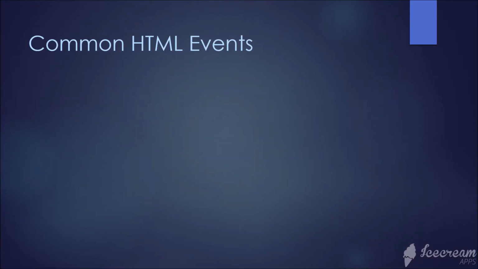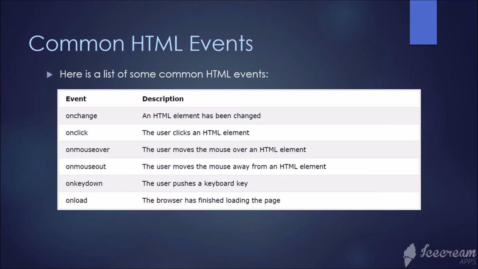Okay, so common HTML events. So we have here yung list of some common HTML events. So first we have yung onChange. So an HTML element has been changed. So usually ginagamit to sa mga input text wherein we can change the content of it. Okay, so the next is yung onClick. This is the one that we have used kanina. So the user clicks an HTML element.